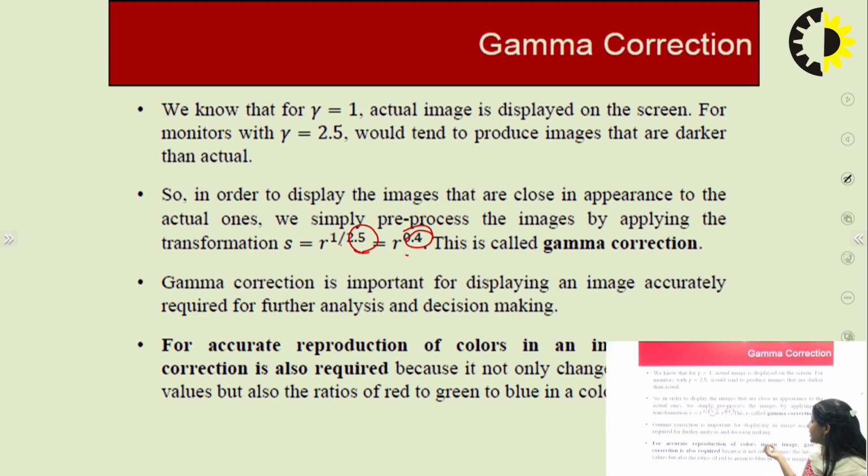So gamma correction is important for displaying an image accurately, and is required for further analysis and decision making. Means for research purposes and for transformation purposes, we have to correct the gamma value so that we will get the accurate image, and the value of image intensity will be accurate. So this is very important.